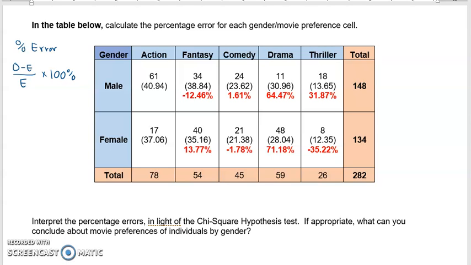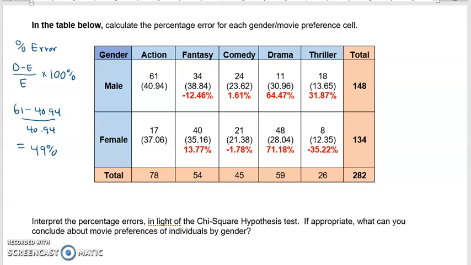You would take the observed, 61 were observed for male and action genre, minus the expected, 40.94, divide by expected, 40.94, and that equals 0.4899, or when you round up, it's actually 49%. That means that among that male action, about 49% more males than expected preferred the action genre.